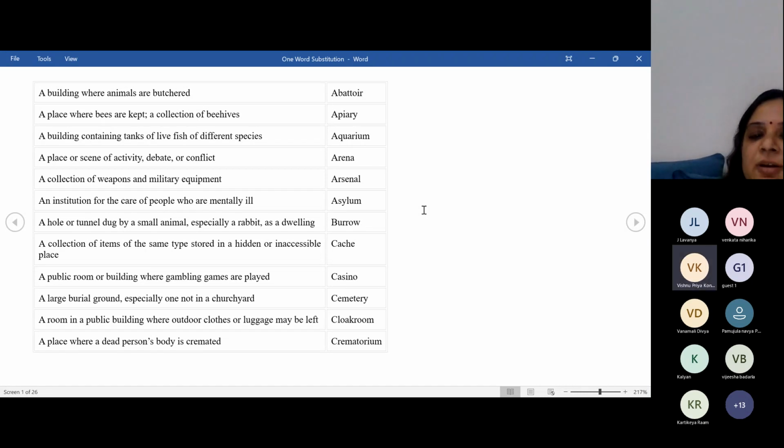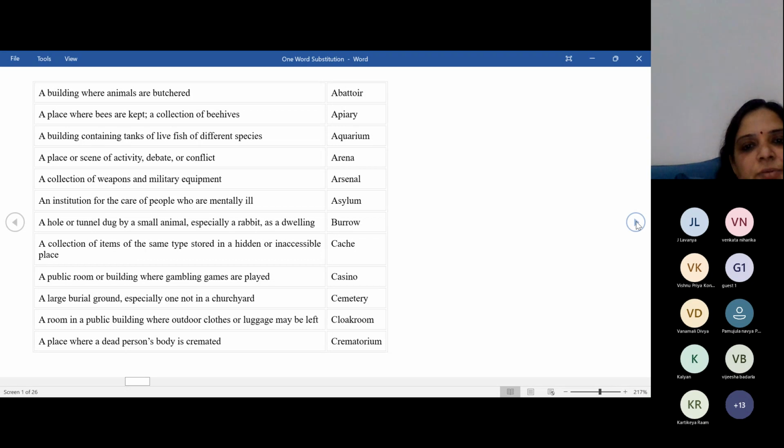A large burial ground, especially one not in a churchyard, is a cemetery. A room in a public building where outdoor clothes or luggage may be left is a cloakroom. A place where a dead person's body is cremated is called a crematorium. So these are very simple.